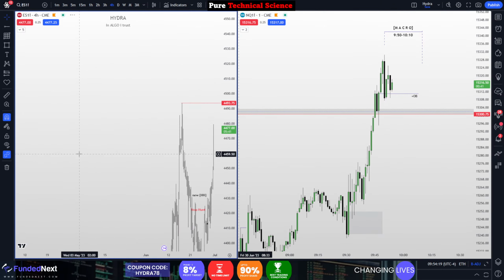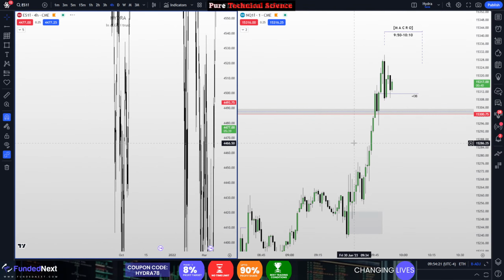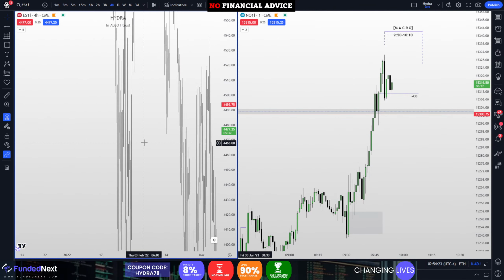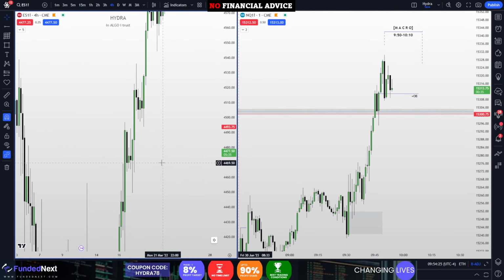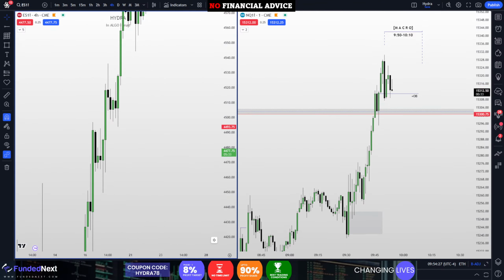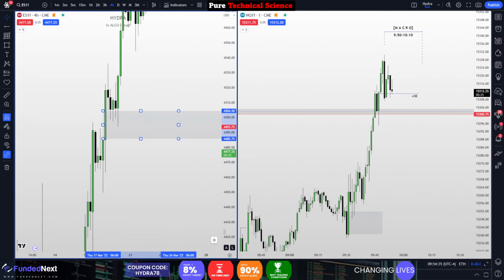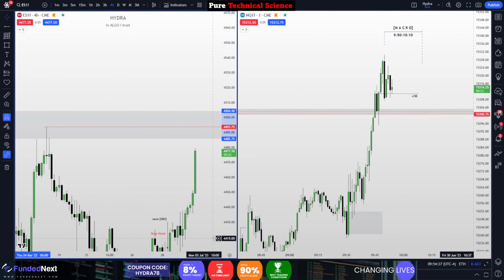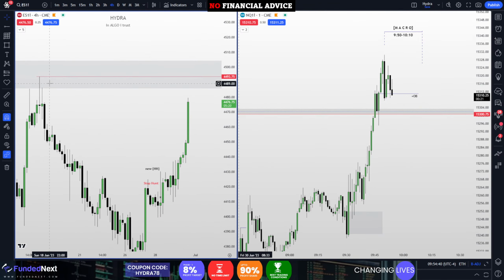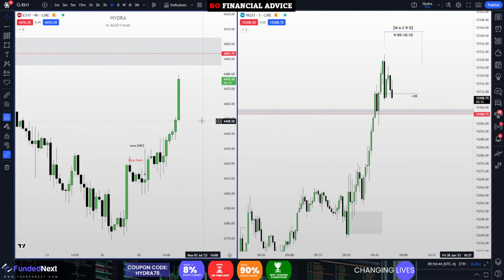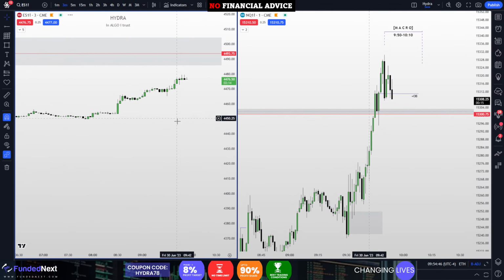Is there anything else from past price behavior that possibly our mentor can mention? This fair value gap. Extend right. Yes, there's also a fair value gap, also a swing high here on ES. Now let's see if price reaches all the way up here.